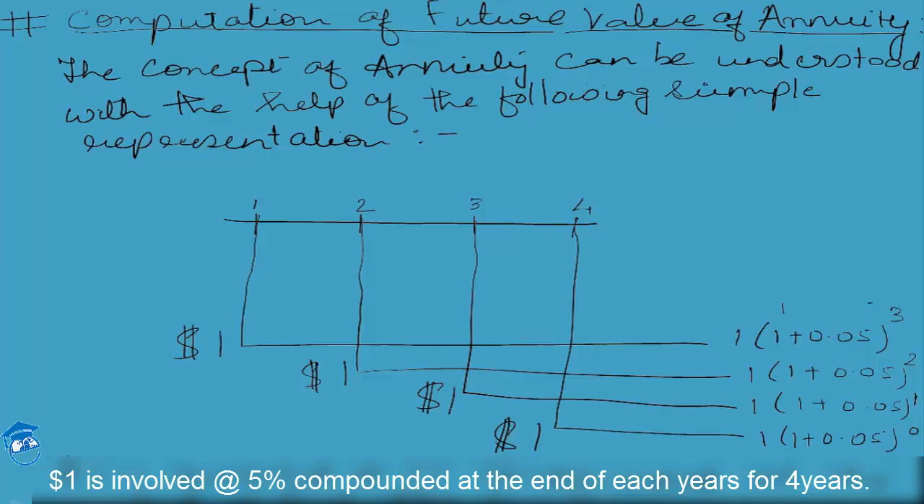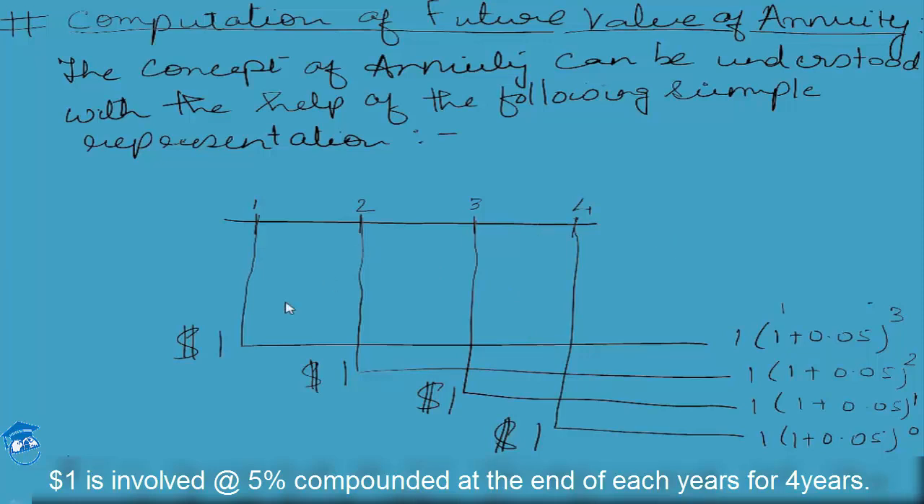Now students, a careful look at the diagram shall reveal one very pertinent point. The $1 which has been invested at the end of the first year grows at the rate of 5% compound interest annually for the next 3 years. This point is very, very important, students.